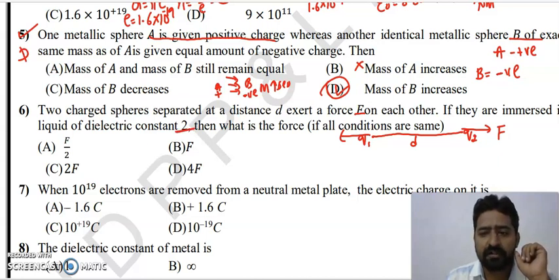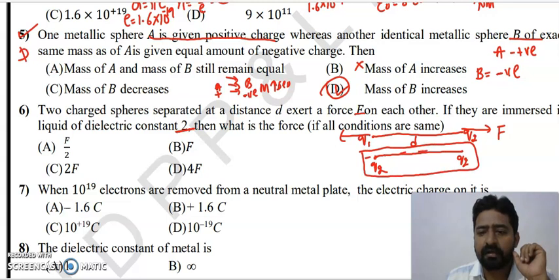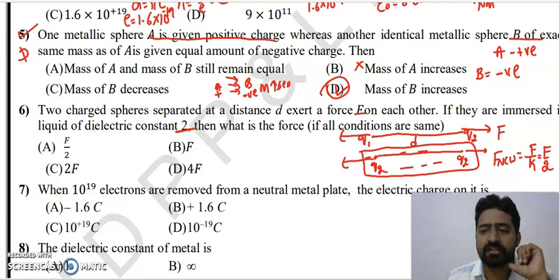If they are immersed in a liquid of dielectric constant 2, then what is the new force? So you have to immerse it in a dielectric constant of 2. Immersed in it, what is the new force? The new force is F divided by K. F divided by K means F divided by the dielectric constant, which is 2. So which is the right answer? That is option A, the right answer for the sixth question.